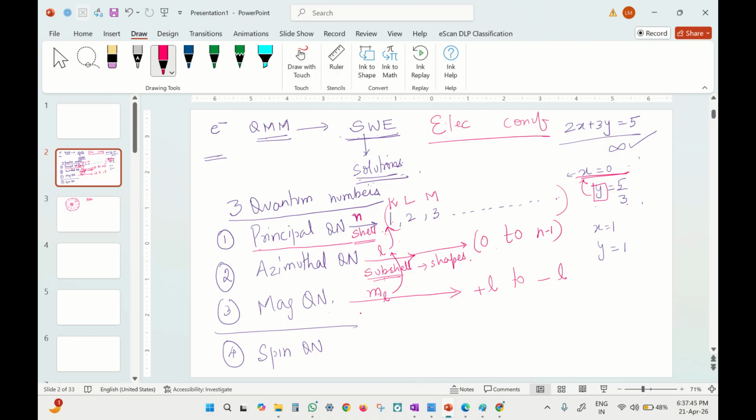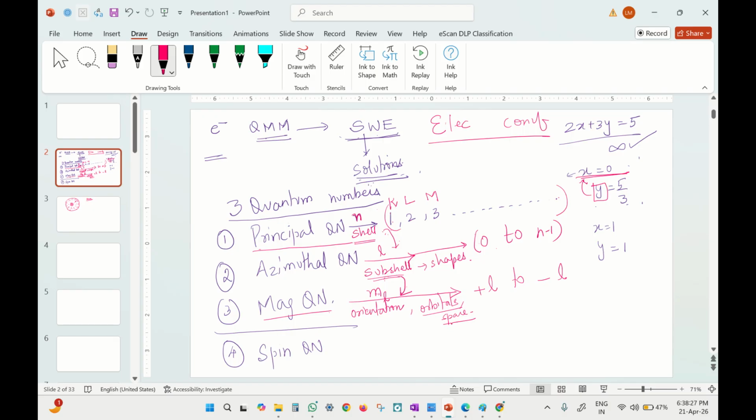What do we call them? We will call them orientations, or we call them orbitals. And if you want a very sensible word, I'll put it as regions or space. So within the shell lies the subshell. These subshells may be oriented in different directions. Those orientations are indicated by m_l values. Is it okay? Now, a magnetic quantum number defines the orbital or space.